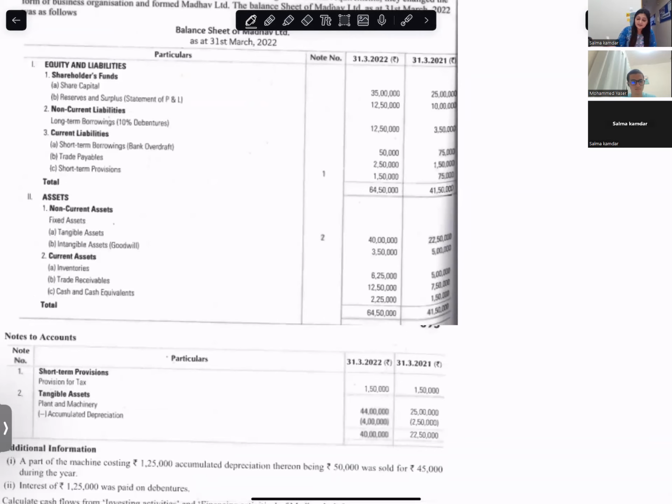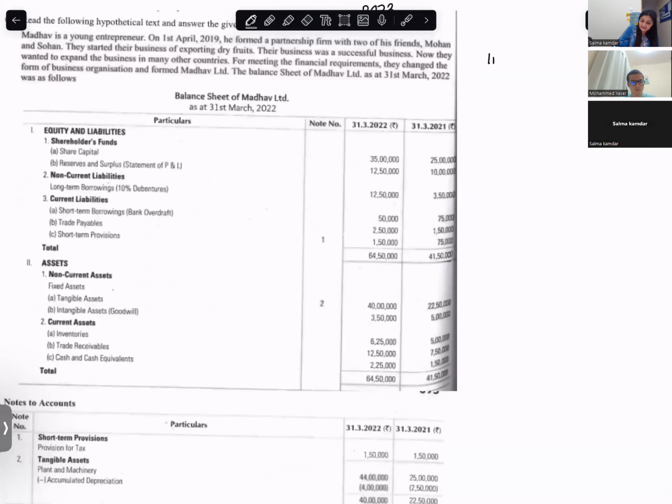Before this, I should know what is investing activity. Tell me what is investing activity. Purchase and sale of non-current assets. And financing is issue of shares and loans, and also the interest on debentures paid.